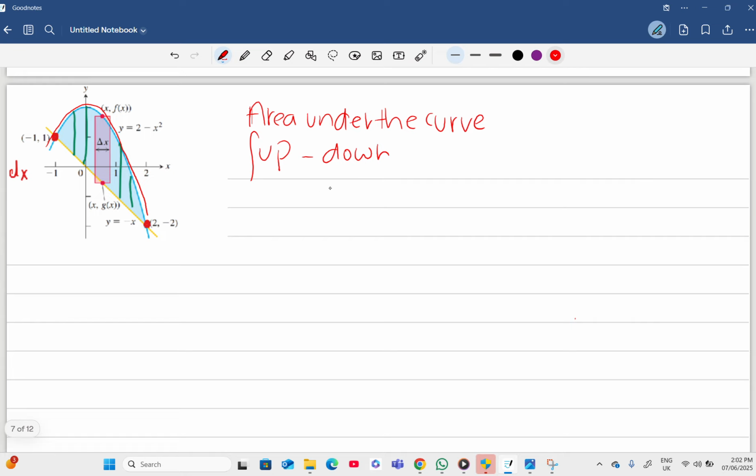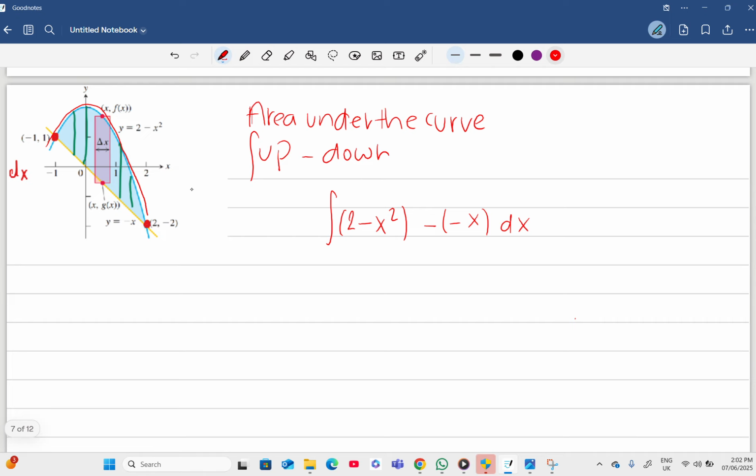Now before we set our limits, let's just write our integration. So I have the blue line first because it's the one up, and its equation is 2 minus x squared. It's always minus the line down, which is what this one, which is negative x dx. So here's my first step.